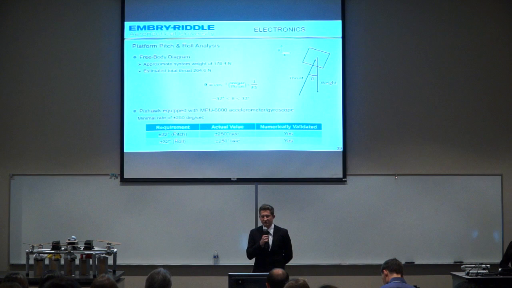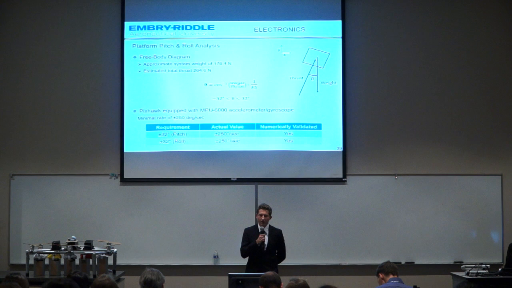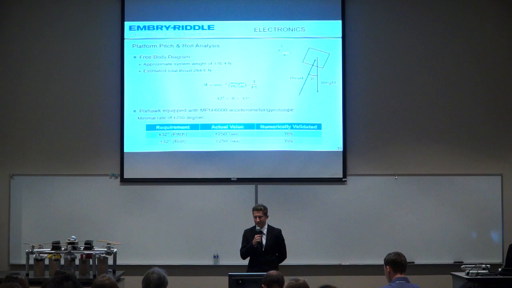The flight controller we will be using is the Pixhawk, and it is equipped with an MPU-6000 accelerometer and gyroscope, which has a sensitivity of 0.008 degrees per second for any rotation range within plus or minus 250 degrees per second. Since the platform will be ascending, descending, loitering, and only using maneuvers in order to level itself, we find that this range is adequate for our purposes and therefore numerically validated.